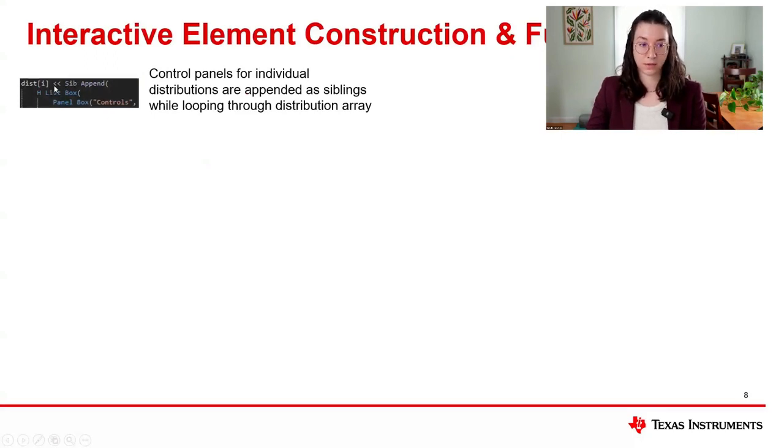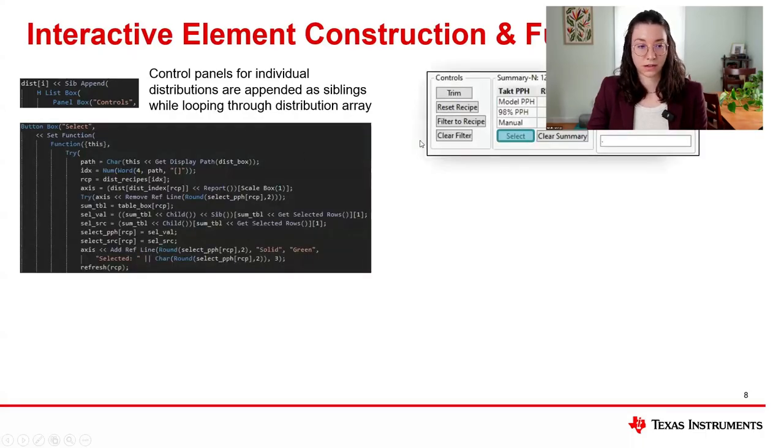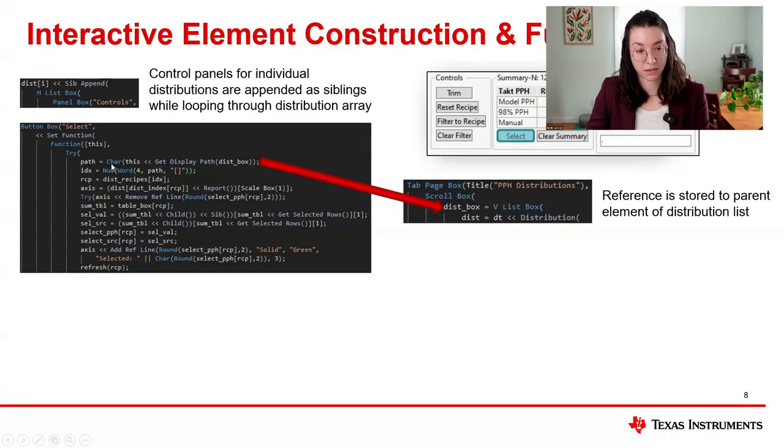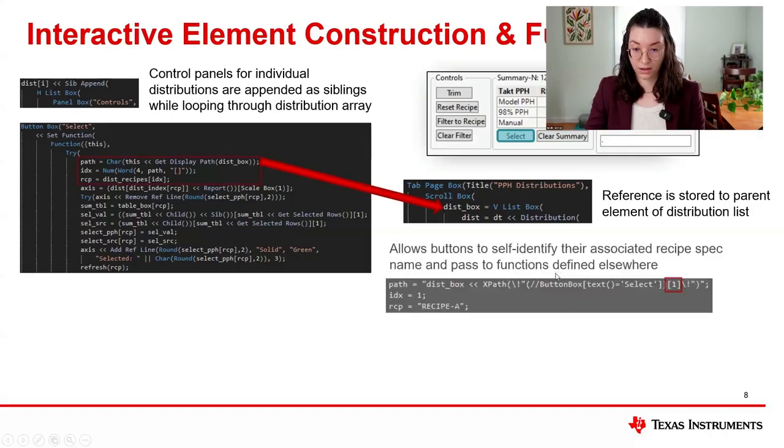They get appended as siblings to each of the individual distribution elements, which are referenced here with an index. Here's an example for the select button. So there's a lot of code going on here, but it starts with this path checking display path back to the distribution box. So I have a reference stored to the parent container that holds the distribution when it was created, so that this function can step back to this, and it will give you a text that contains a number that will be the same index number at which that display element exists at.